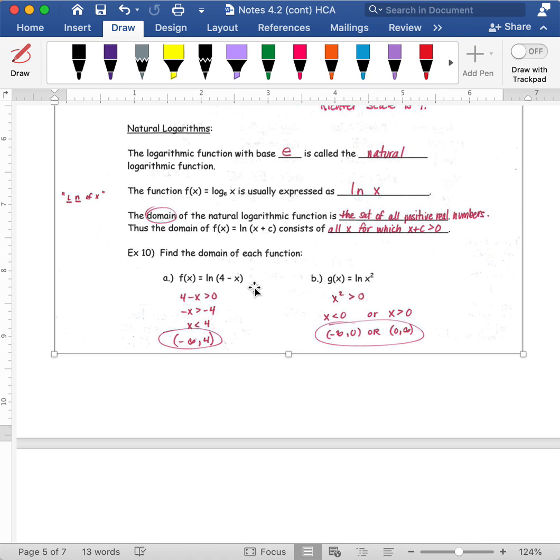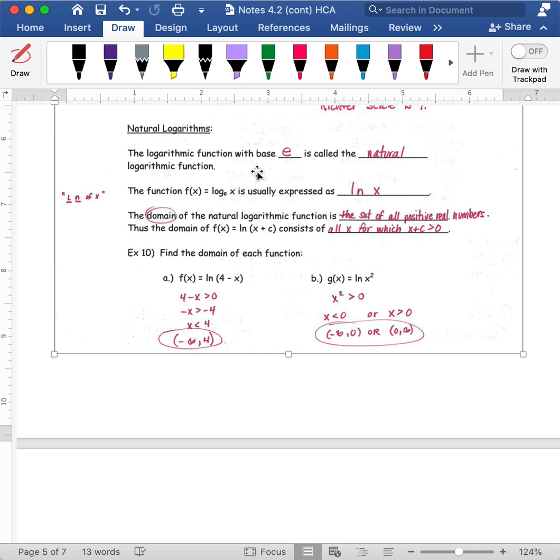Okay. Natural logarithms. This is your logarithm with base e. We talked about e in the interest formula. Okay, so e is a number. It's an irrational number. And this is called the natural logarithmic function. So on your calculator, you should see the button that says ln. It's right near the log button.